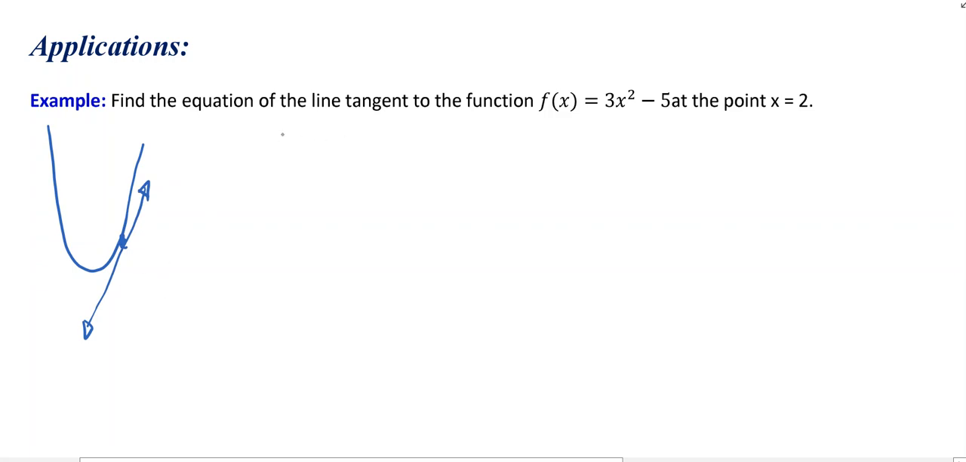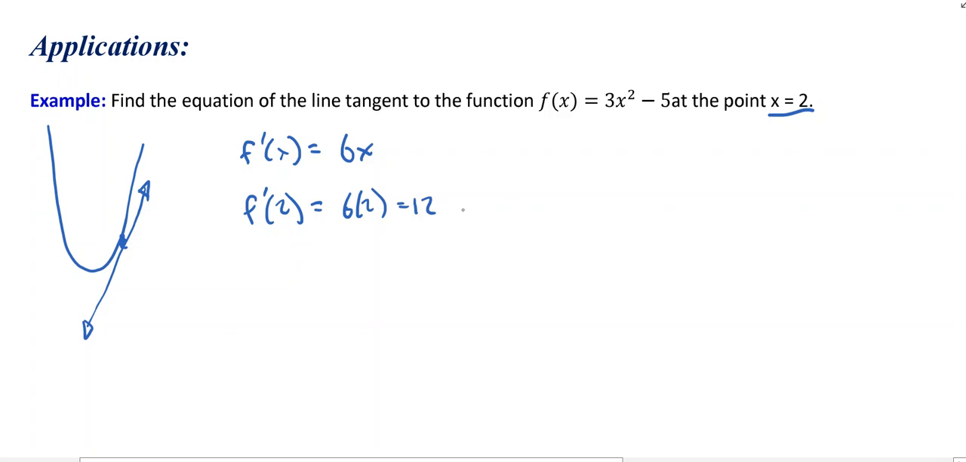To do this, we first find the derivative of the function. The derivative of the function is going to be 6x. That's it. Derivative of 3x squared is 6x. The derivative of minus 5 is 0. Then we're going to take the derivative, which is 6x, and evaluate it at the point 2. So we're going to find f prime of 2, which is 6 times 2, or 12.